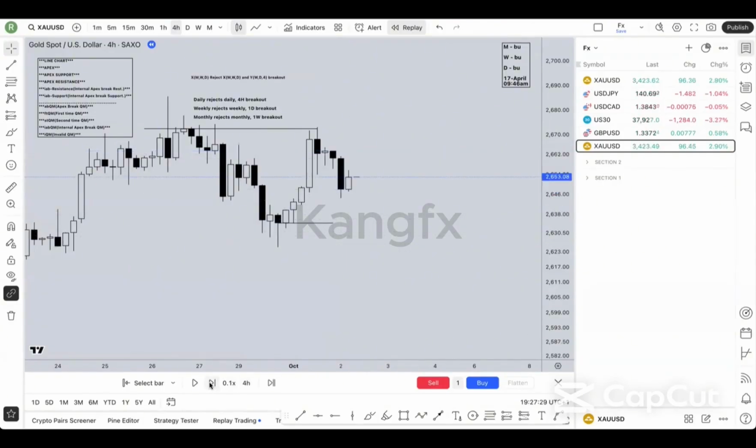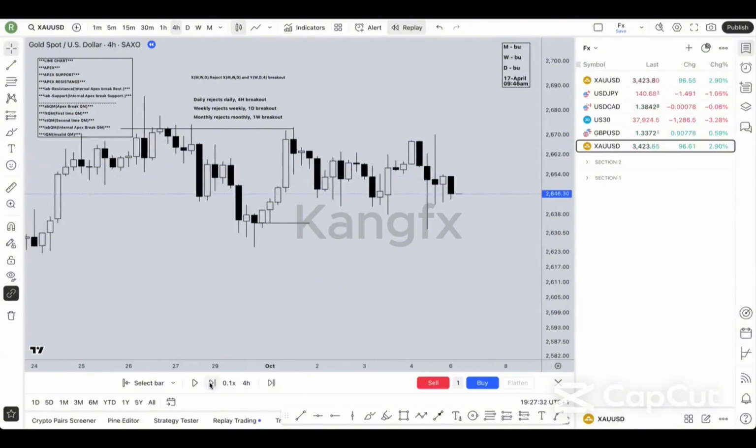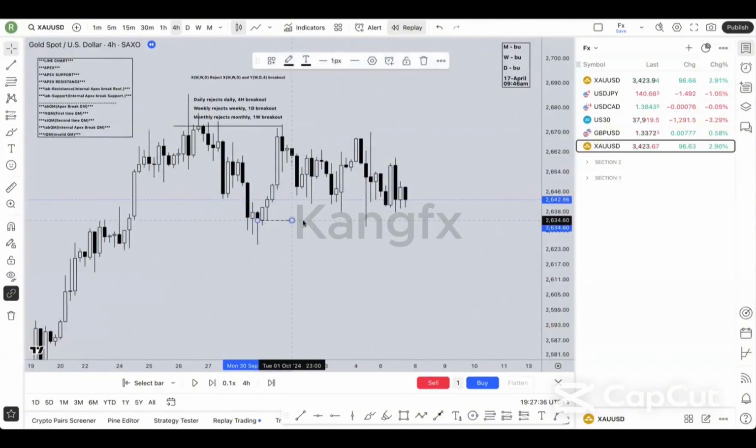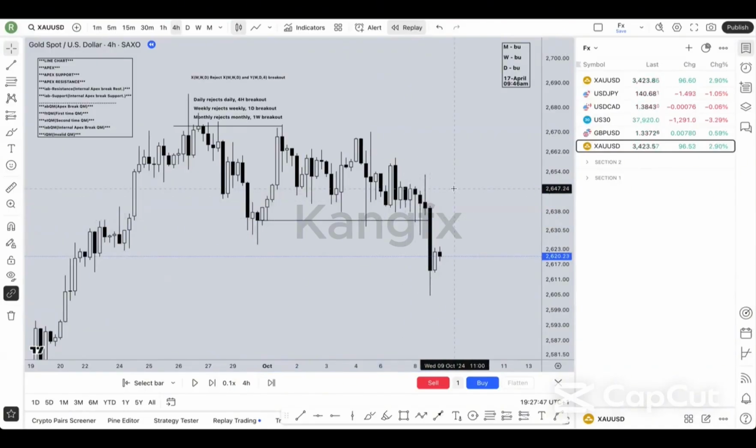So let's see. There was no breakout yet. Then finally there was a breakout. Now, when the breakouts are very strong, if daily reject daily today and there's a breakout today, that breakout is really strong.